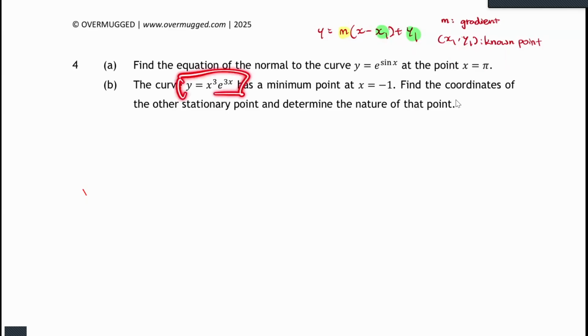Then the back part, same thing, is a differentiation question, but here we need to use the product rule. So the product rule means I have two different functions of x. How do I differentiate using the product rule? Say one of them I call u, the other one I call v.